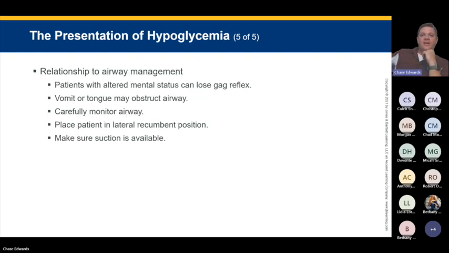All right, relationship to airway management. They may not have a gag reflex, and vomit or tongue may obstruct the airway, so you've got to carefully monitor the airway for these patients. You want to place the patient in the lateral recumbent position. Remember what that is: laying on their side, head supported. Okay. Make sure the suction is always ready and available.